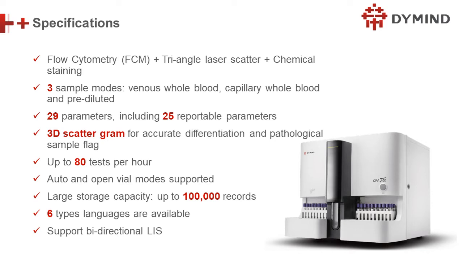Number five is the speed. The testing speed is 80 tests per hour. But remember, this 80 tests per hour is the CBC mode, not CBC plus diff. Number six is that auto and open wire modes are supported. We can do auto, but we also can do open wire. It means we can stop it and do open wire in the middle, and after that we can continue to auto.